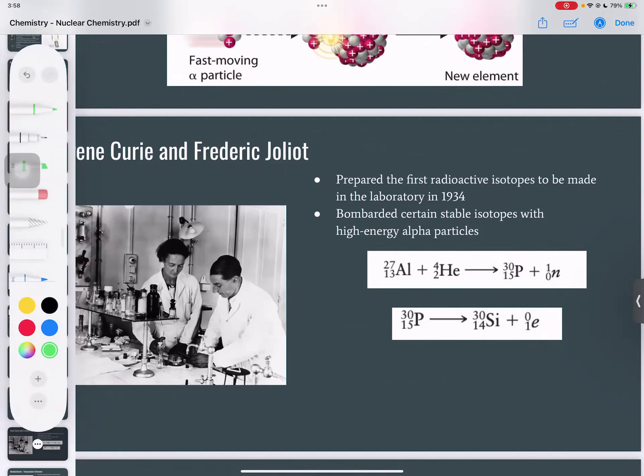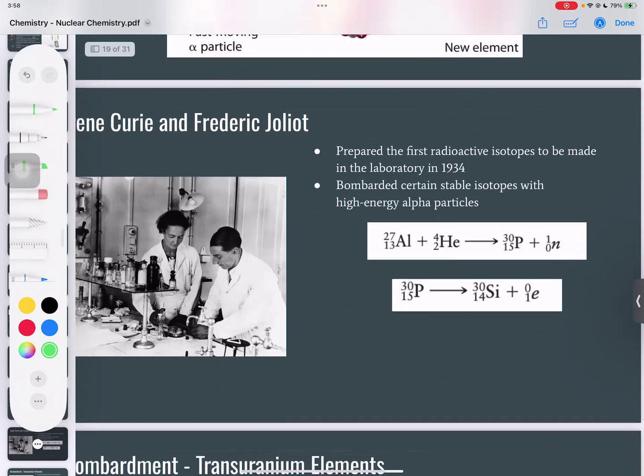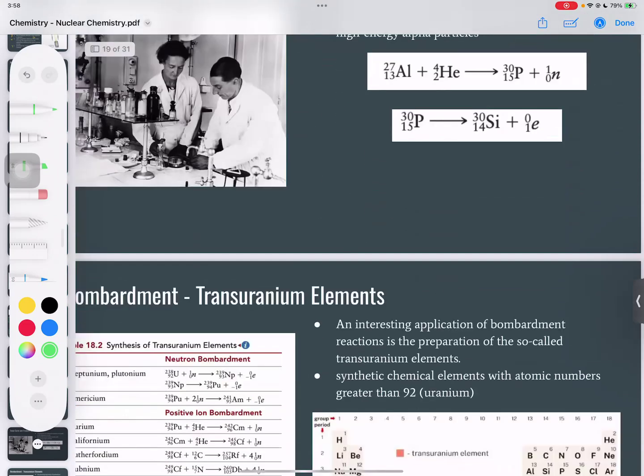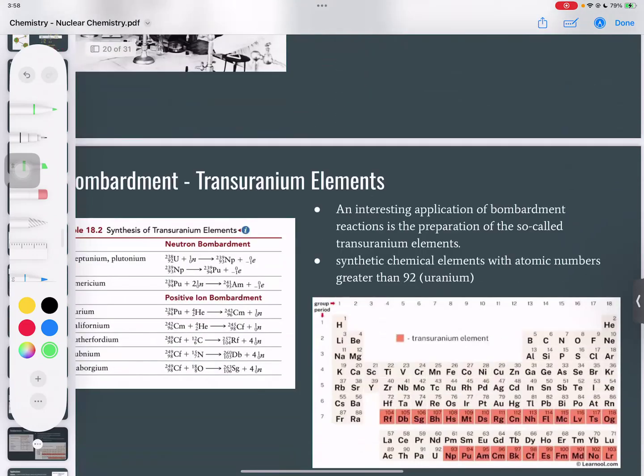And then phosphorus is radioactive. It further decayed into silicon. So phosphorus-30 is radioactive. So through positron emission, it emitted a positive electron, and it created a stable element. So that's silicon.